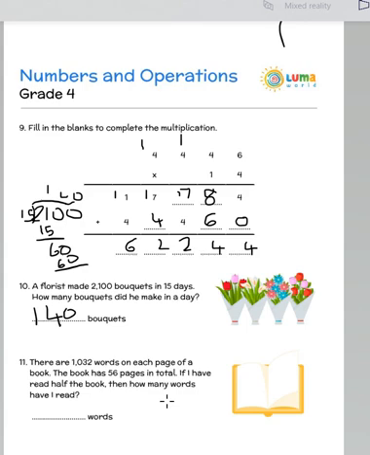Is that clear? So now you have 1032 multiplied by 56 and that answer would be 57792. So let's look at this. 57792. And this we say is for the entire book, but we need to divide this by 2.